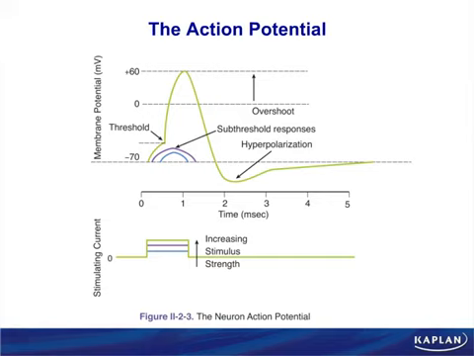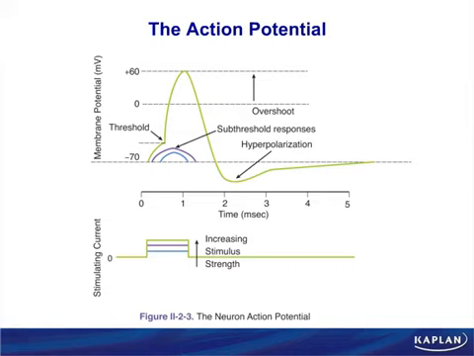Notice line blue and line purple. Blue is a given level of stimulus, and it causes a depolarization then a repolarization. Purple is a greater stimulus, and it causes a greater depolarization, but we don't get to threshold, and as a result, we just repolarize. Hence, subthreshold responses, subthreshold stimuli. Notice that the magnitude of the depolarization is related to the strength of the stimulus.